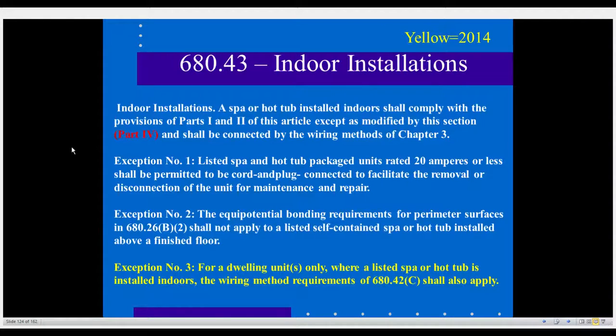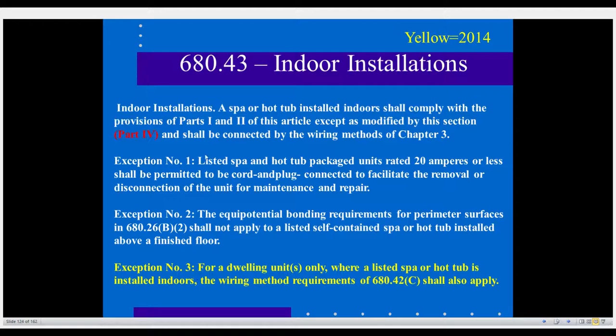All right. Now, indoor installations, 680.43. First thing that we want to understand about indoor installations, it also says that it shall comply with the provisions of Part 1 and Part 2. Then it goes on to say, except as modified by this section, which is Part 4, and shall be connected by the wiring methods of Chapter 3. Okay, so this is an indoor application, so there are a lot of wiring methods in Chapter 3 that we can utilize here. We're not going to limit you. We're going to give you the ability to use a whole bunch of wiring methods that are listed in Chapter 3.